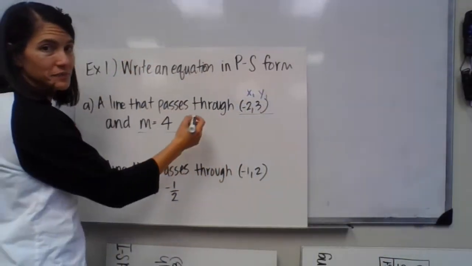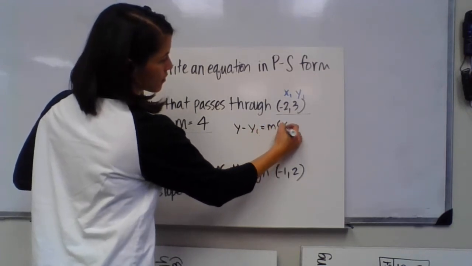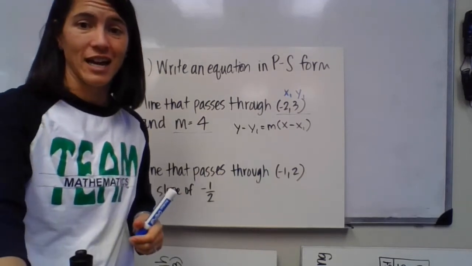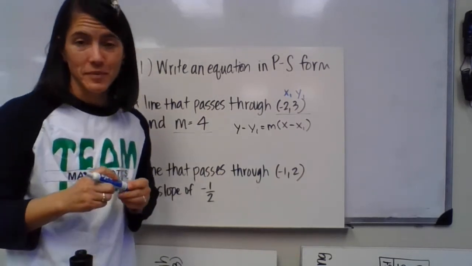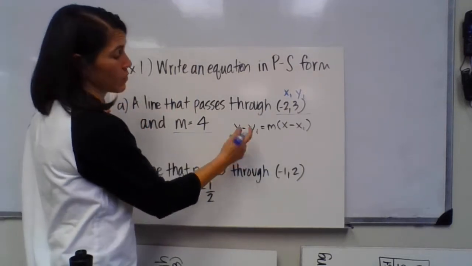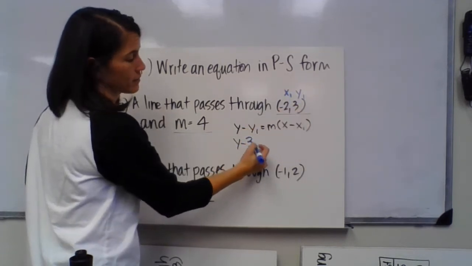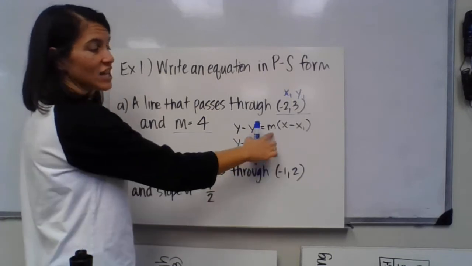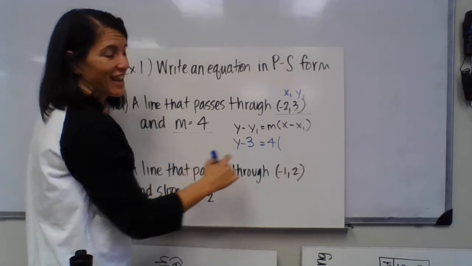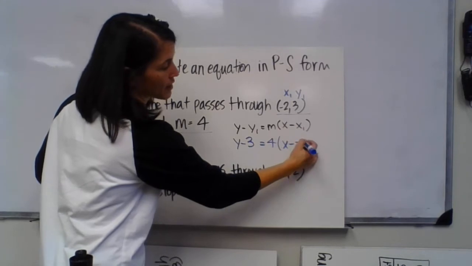I'm going to come over here. So I'm going to encourage you to write the form every time. Now we can substitute our numbers in. So I have y minus y1, and y1 is 3. Then the slope, m, is 4. And then x minus, and x1 is -2, so minus -2.